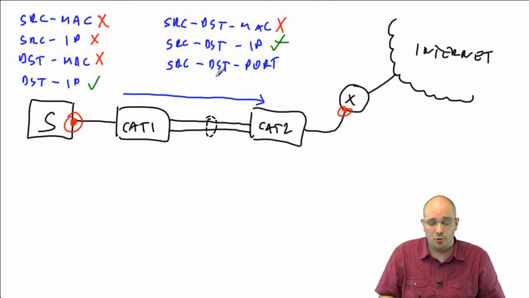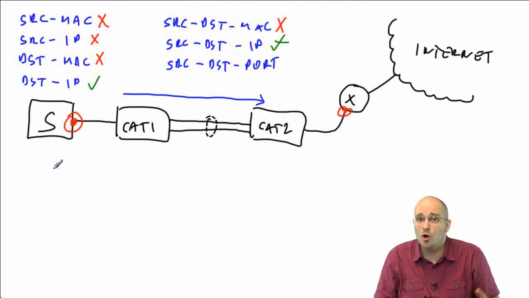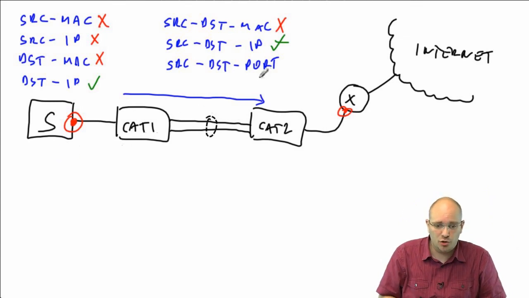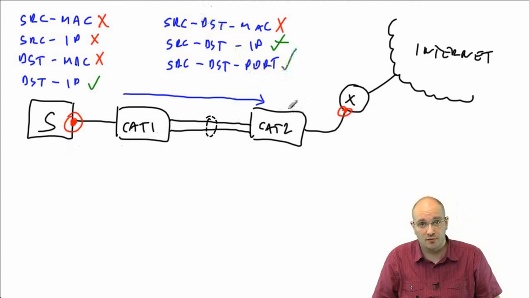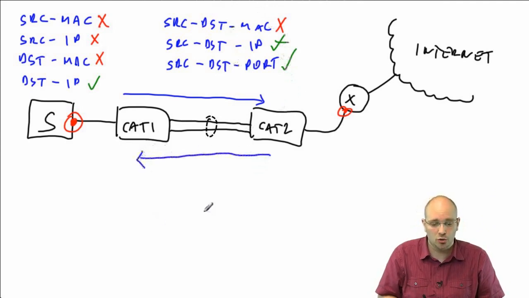Source destination port, well, depending on the traffic here, for example, if this was a web server, our source port will always be 80. But if this is a server that performs some other duties, whatever that might be, this may not be a bad choice. So I'm just going to say here, generally speaking, this is a good choice for our load balancing. But let's take a look at the traffic going in the opposite direction, so coming from the internet and going to our server.